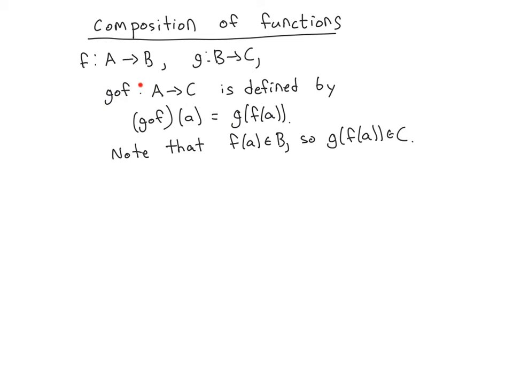And its domain is the domain of the inner function, so A in this case, and its codomain is the codomain of the outer function, so C in this case. And you define the composition of the two functions exactly as you do in calculus and other courses. g of f of a is just g applied to f applied to a. And it's worth noting this is well defined because given any input element in A, f of a is an element of B, and so you can actually talk about g of f of a, which is in fact in the set C. So you do actually get a well-defined notion of composition of functions.